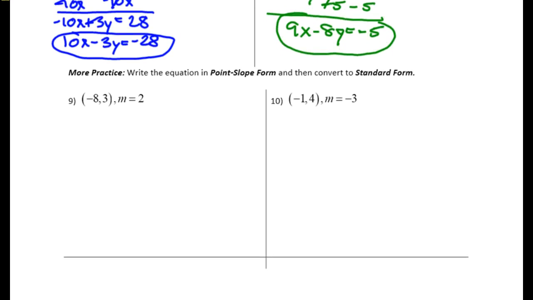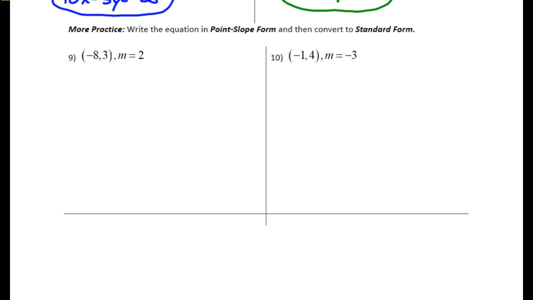Okay? Alright, last two. This is going to kind of put everything you've done this chapter so far in one problem. Okay? So let's look what the directions ask us to do. Write the equation in point-slope form and then convert it to standard form. Okay, so we're going to kind of use all our points together. And once again, what you do always depends on what you start with. Look what they've given us. They've given us a point, negative 8, 3, and they've given us the slope.